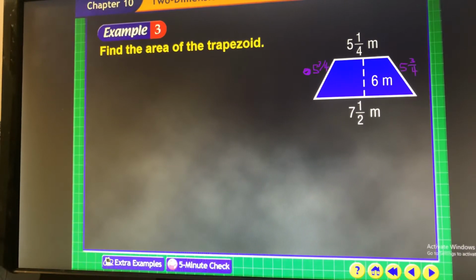You use the 2 parallel lines. Those are the ones that are the bases. It doesn't matter which one's base 1 and base 2. How do I know this is a height? It created the 90-degree angle with the bases. So I'm going to do 5 1/4 plus 7.5, and you can turn those into decimals, times the height, 6, divided by 2. Just like that. You can put it all in your calculator in one full swoop or into your phone.